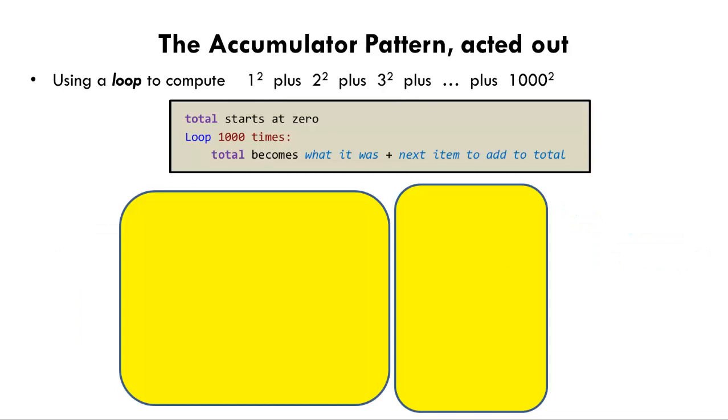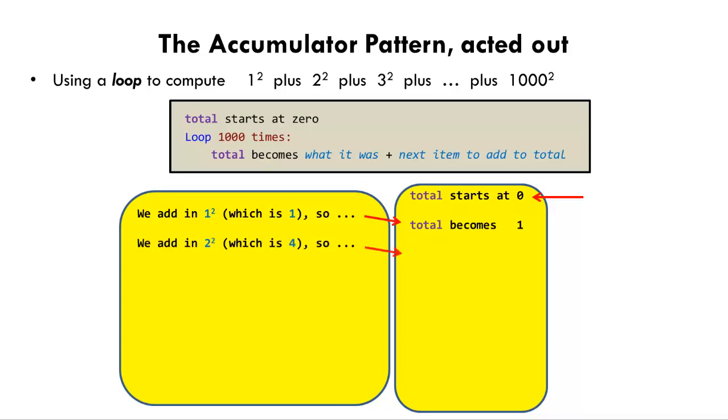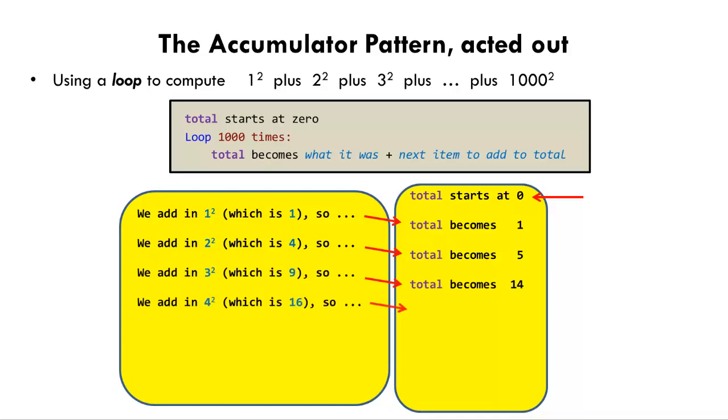We start our variable total at 0. Then we add in 1 squared, which is 1, so our total becomes 0 plus 1, which is 1. Then we add in 2 squared, which is 4, so our total becomes 1 plus 4, which is 5. Then we add in 3 squared, which is 9, so our total becomes 5 plus 9, which is 14. Then we add in 4 squared, which is 16, so our total becomes 14 plus 16, which is 30.